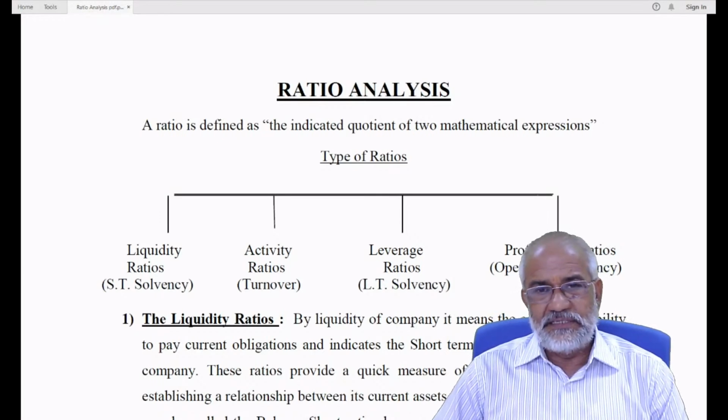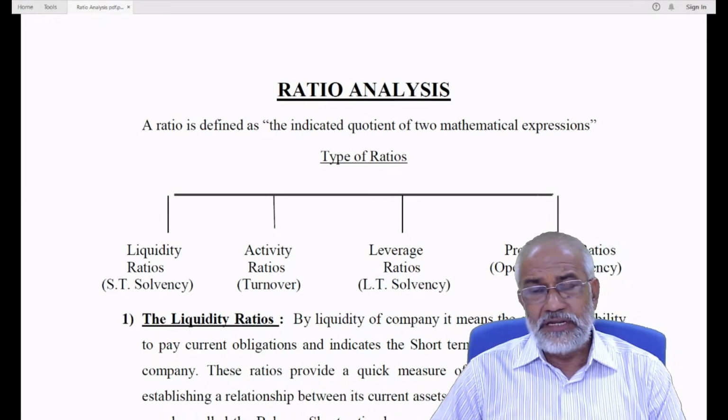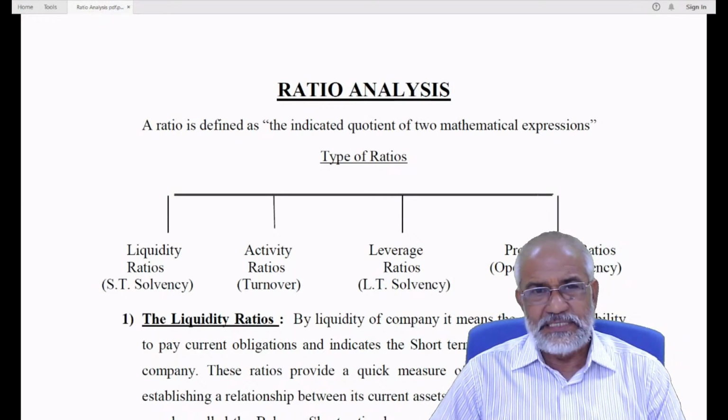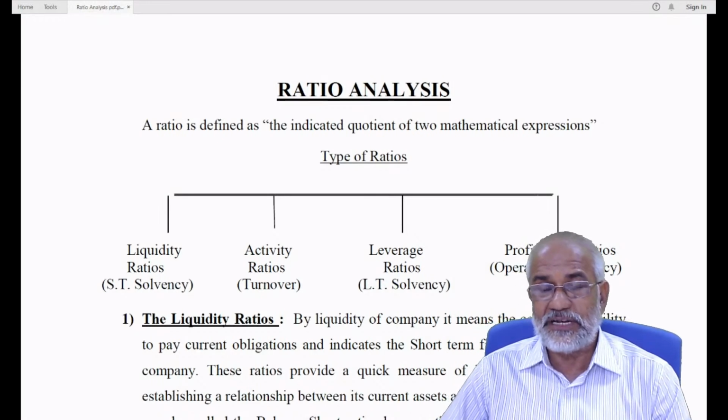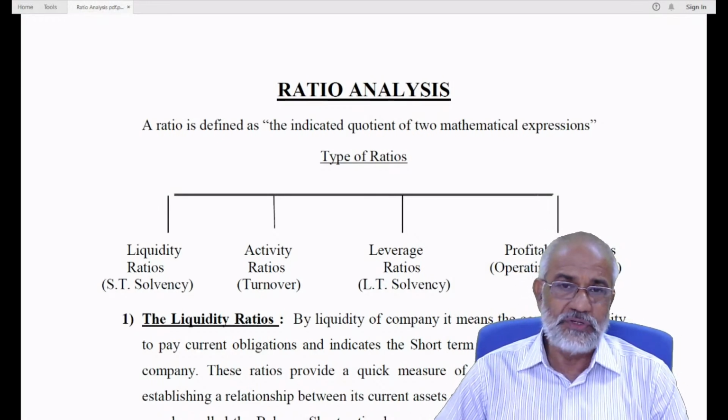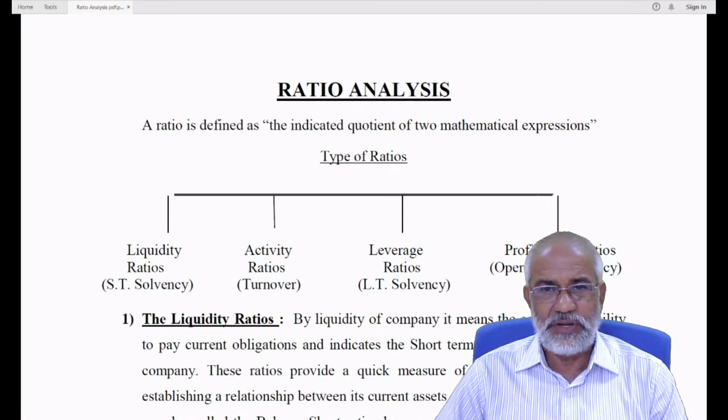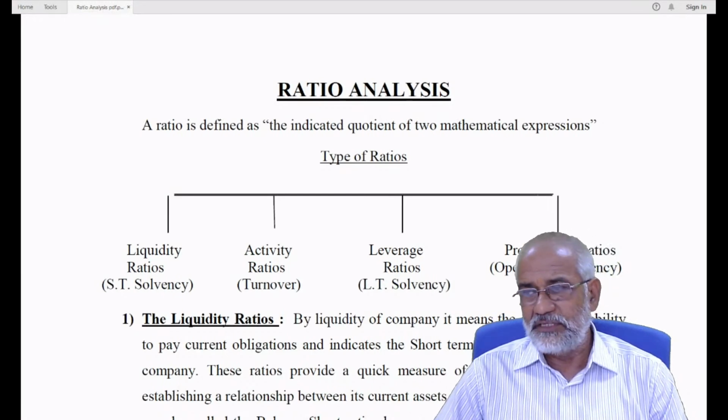Ratio is the indicated quotient of two mathematical expressions. That means when two figures are compared with each other for determination of certain result, it is called a ratio. It may be in the form of a quantitative figure, or it may be in the form of a financial figure.